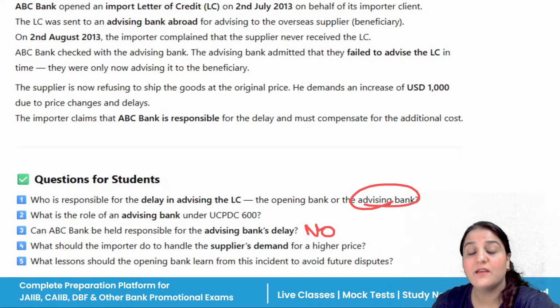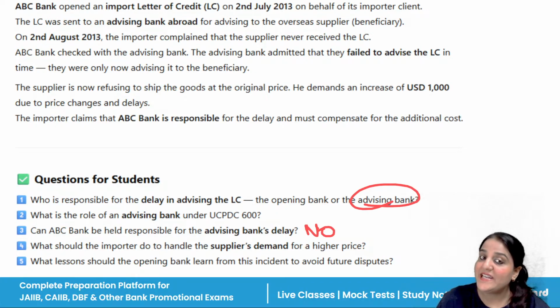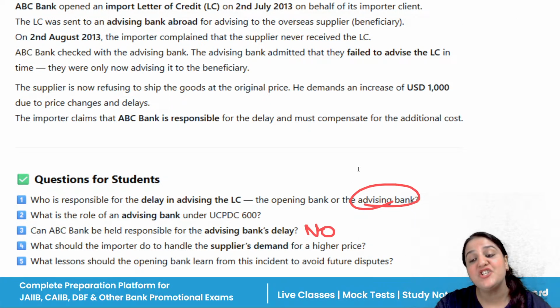No. Why? Because the advising bank acts as the agent of the beneficiary, not of the opening bank. So any delay by the advising bank is not the opening bank's default. The importer here argues that ABC Bank should have chosen a more reliable advising bank. This can be a commercial or relationship issue, but not a liability under the UCPDC.